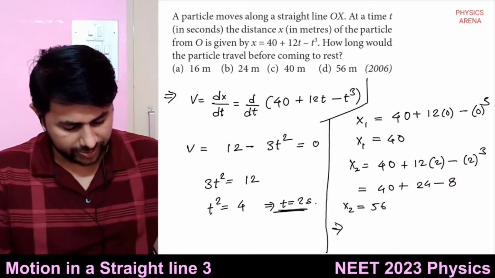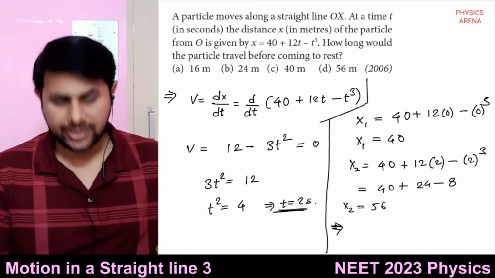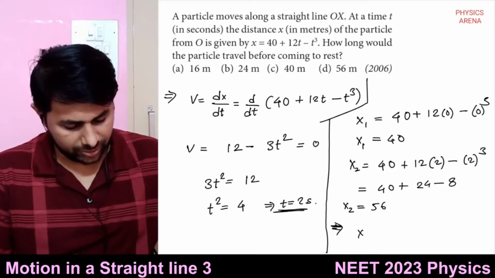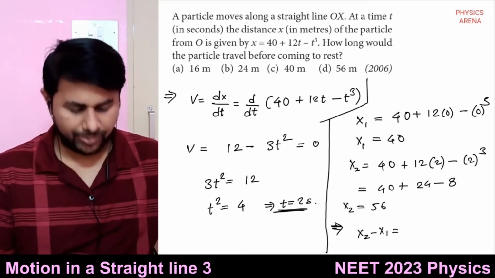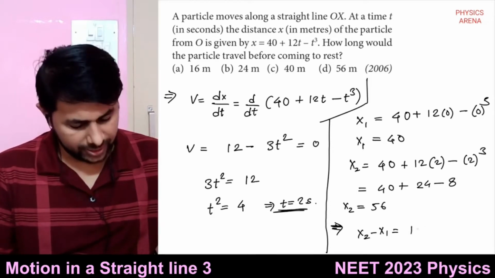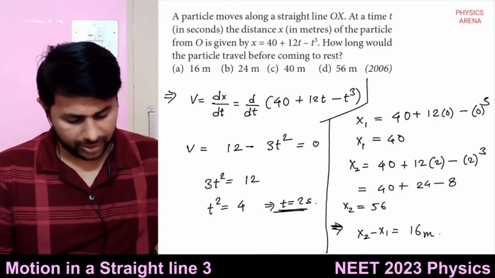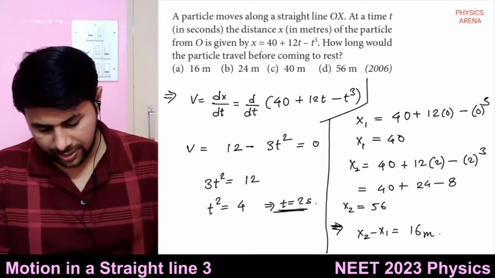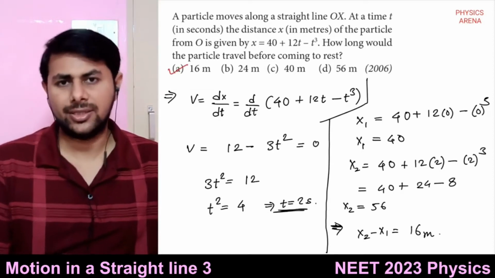So what is displacement? How much is the distance covered? It is x2 minus x1. So 56 minus 40, that is 16. So 16 meters is the answer. Option A is the answer.